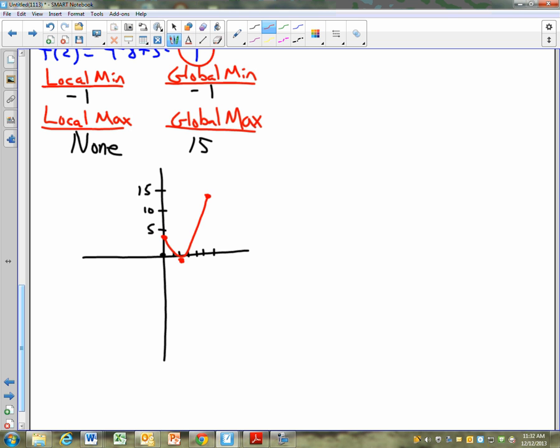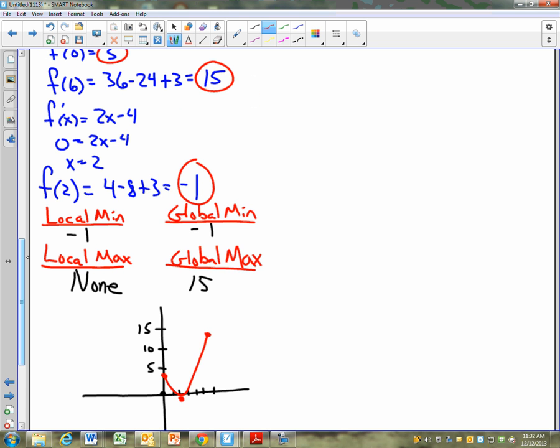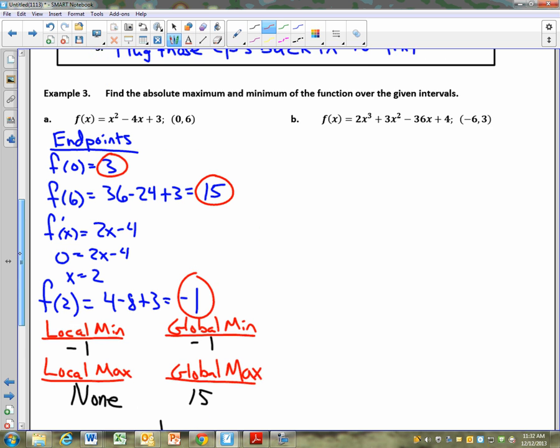Excellent. So when I found where the derivative was equal to 0, which was 2, I plugged it back in and I got -1. So 2, -1. When I set the derivative equal to 0, I solved and I got 2. So 2 is my x value. -1 was my y value. Okay, let's do the same thing over here.